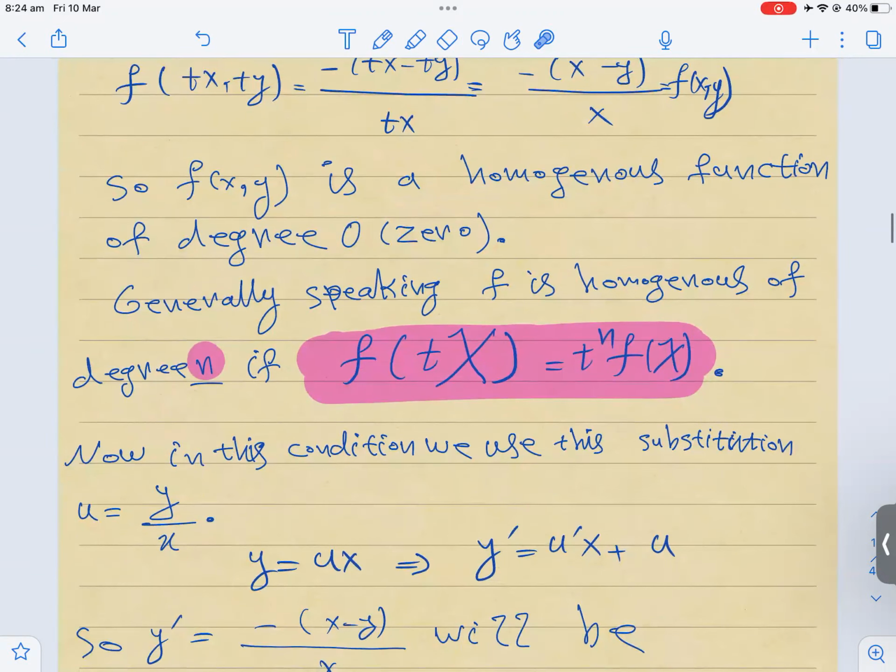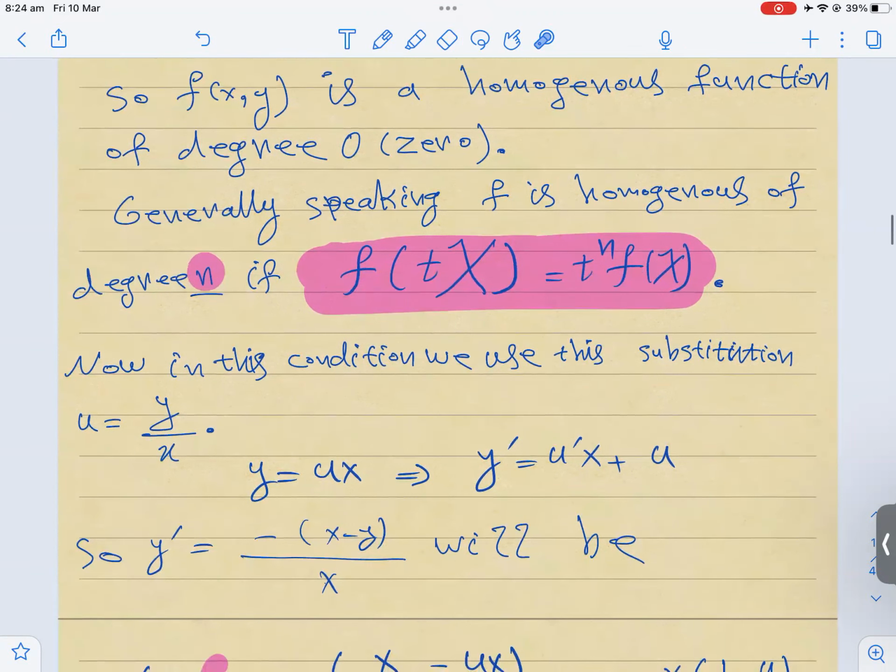Generally speaking, f is homogeneous of degree n if I substitute big X, meaning x1, x2, x3 until xn, in n-dimensional Euclidean space, or just 1x. Okay, f of tX will be t to the n times f of X. So this means this is homogeneous of degree n.